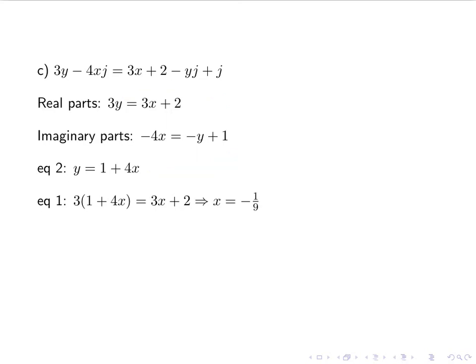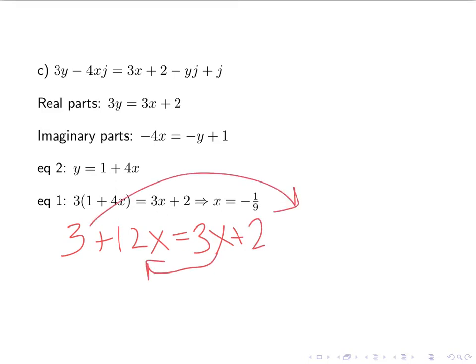I'm going to clean that up. I'll write out the steps here. So 3 plus 12x equals 3x plus 2. So I will bring my 3x over by subtracting it. I'll subtract my 3 to the other side. So I'll have 9x equals negative 1, which is how I get x equals negative 1 over 9.